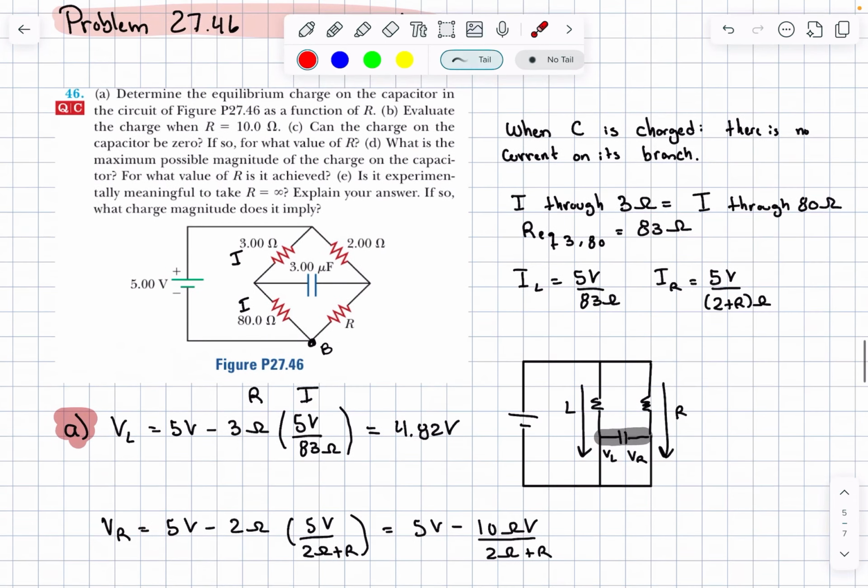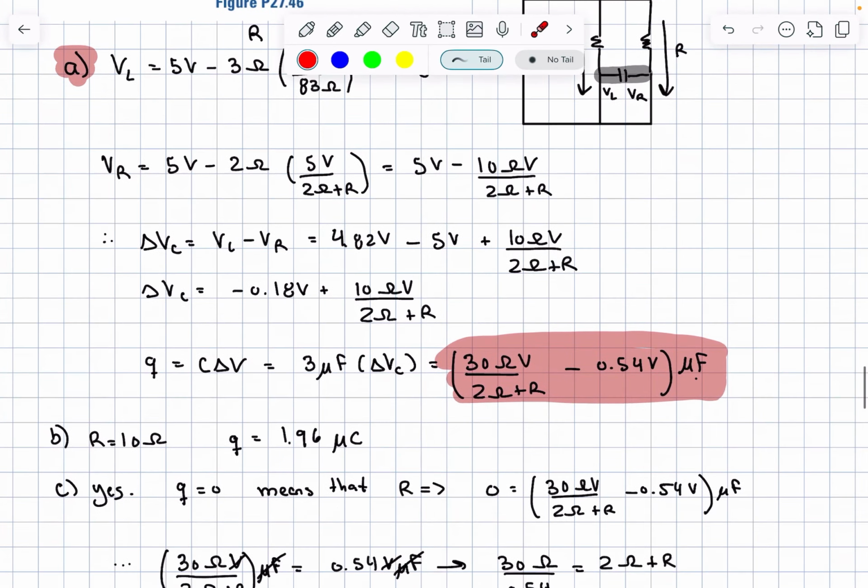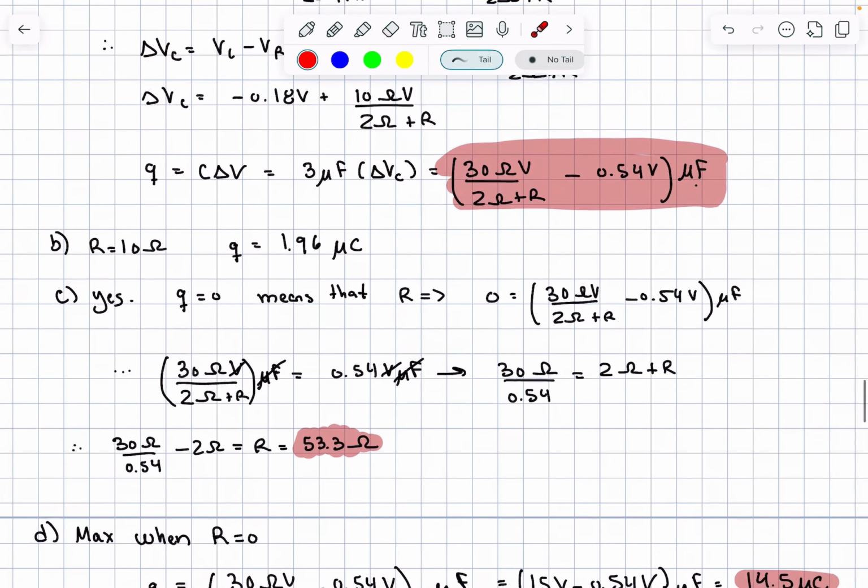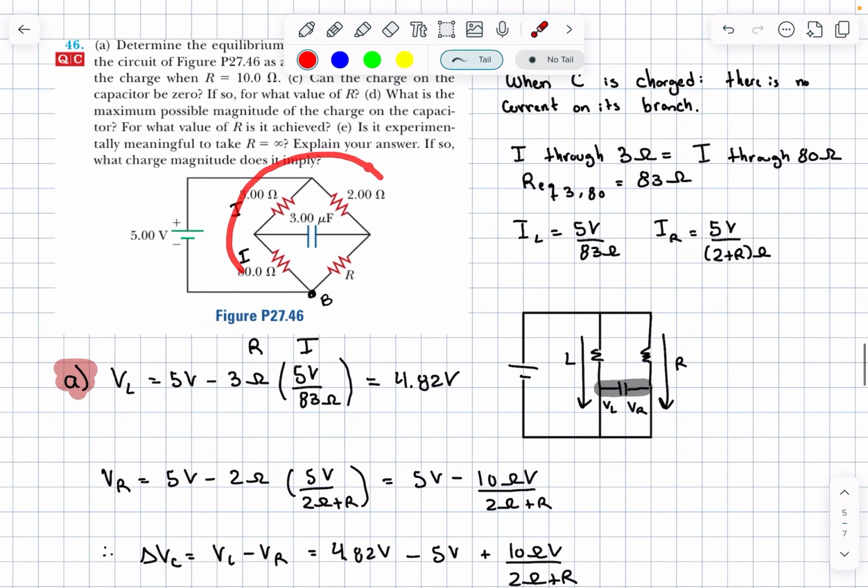Part C says, can the charge on the capacitor be 0? If so, for what value of R would it be 0? All we have to do is say, if Q is equal to 0, what is R? We set Q equal to 0 and solve for R. It takes a couple of steps, but we get R is equal to 53.3 ohms. So for this setup, if the resistance here is 53.3 ohms, we aren't going to have any charge buildup on this capacitor at all. Our current just completely bypasses it during the circuit, and it's not going to build up there.